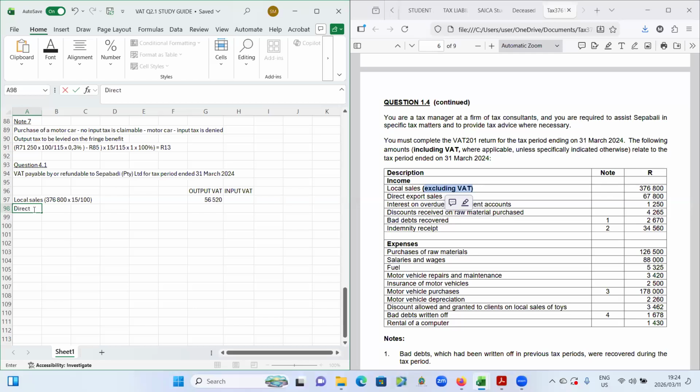Okay, direct exports. On direct exports, what are the value-added tax implications? It's zero rated. So remember your examples of supplies. No input tax, no output tax. It's zero rated, so you simply write nil.